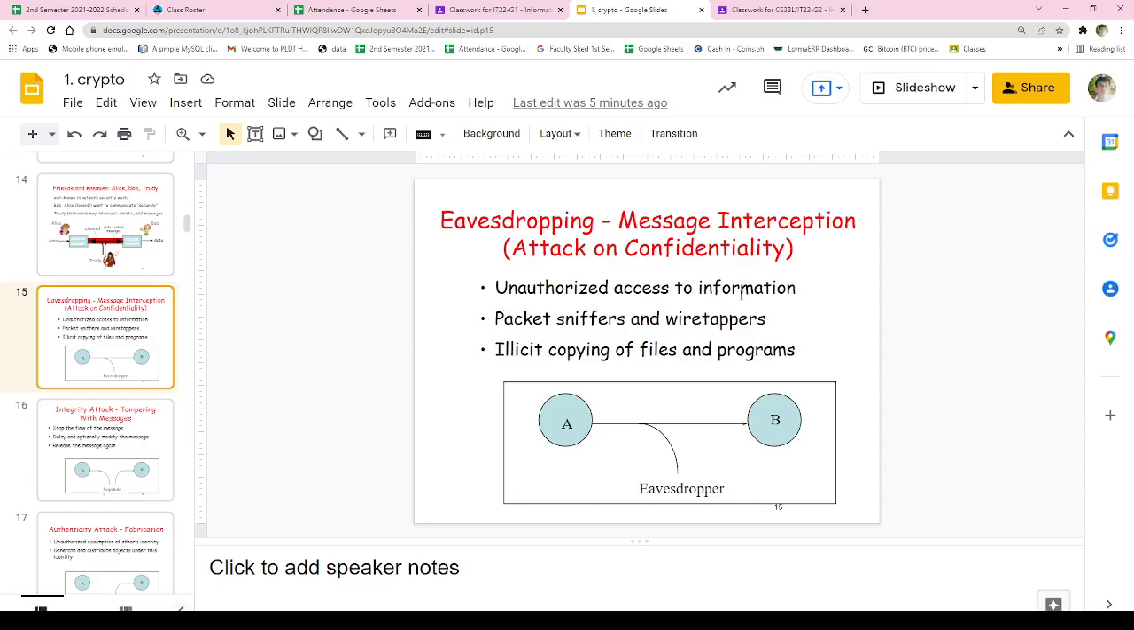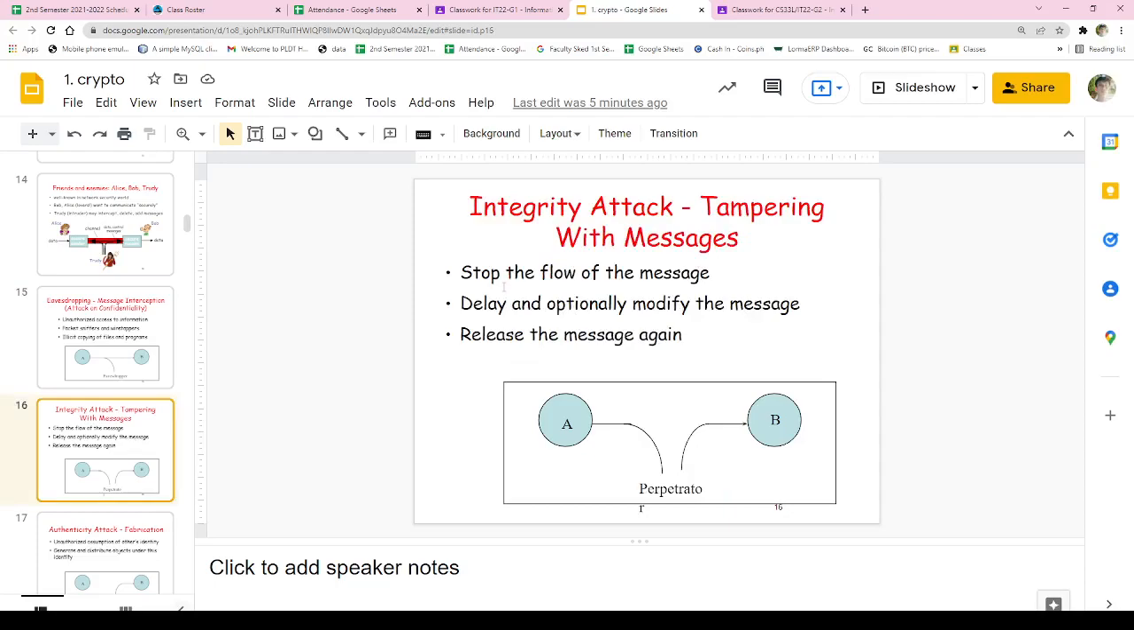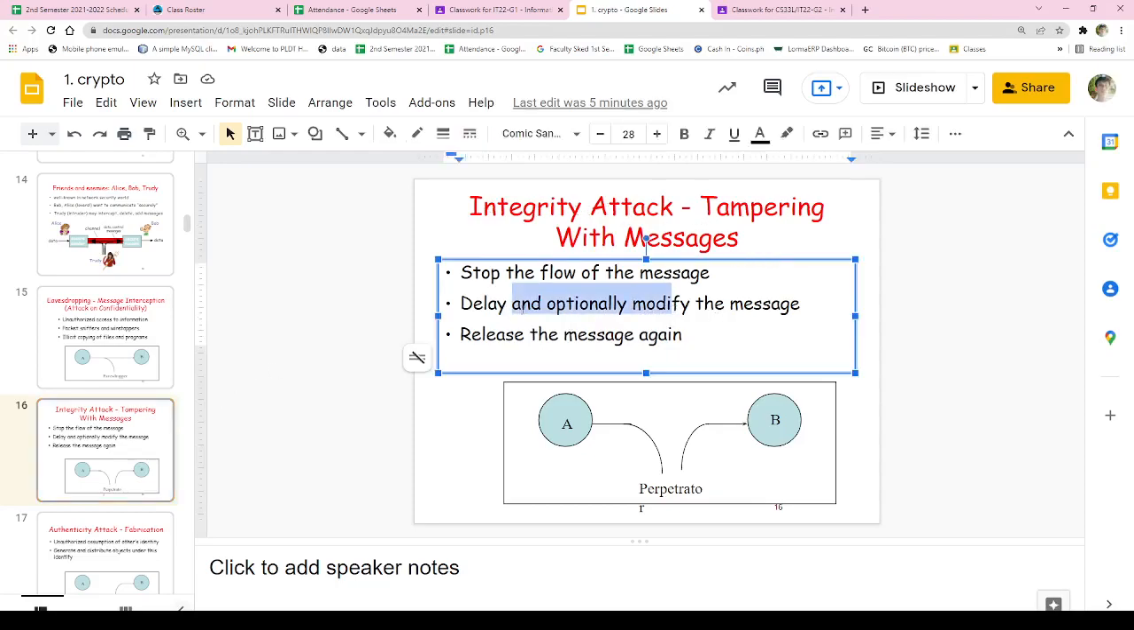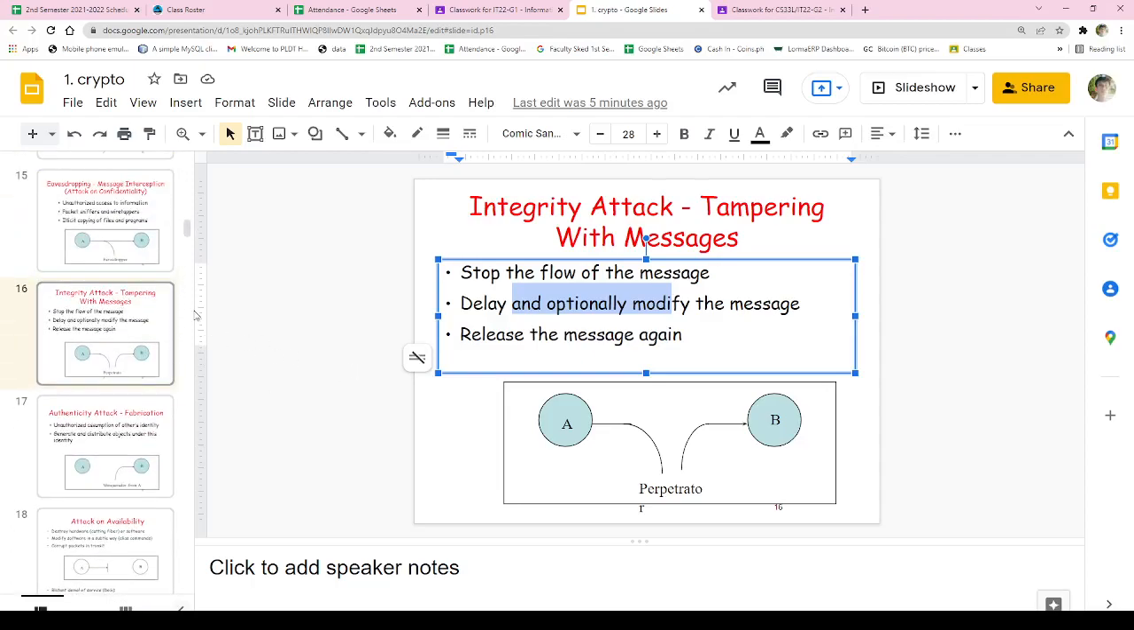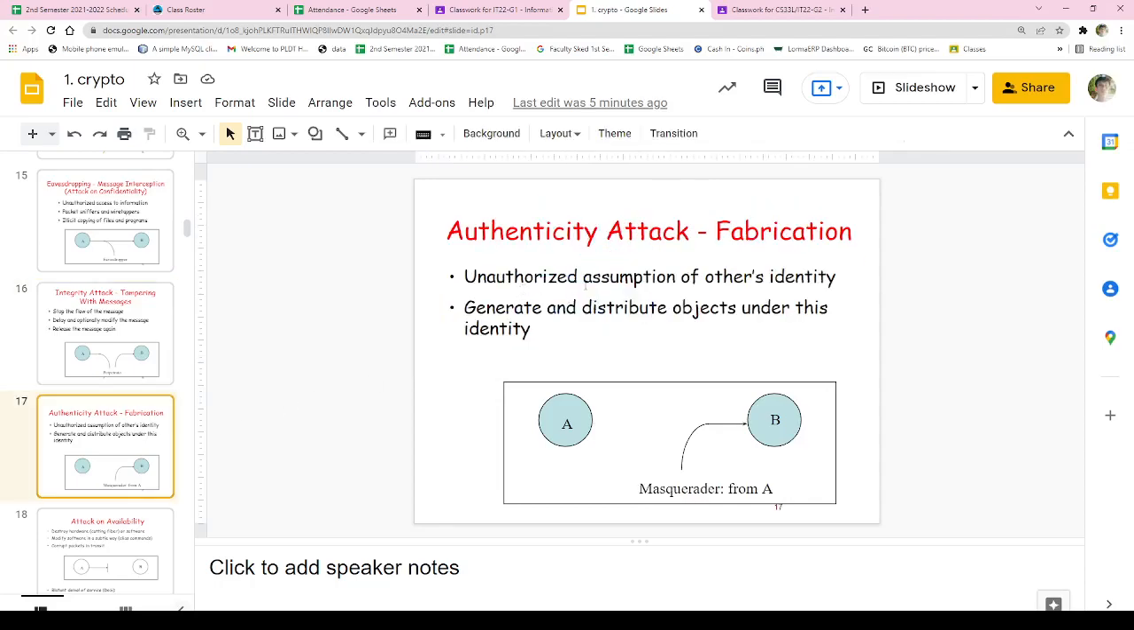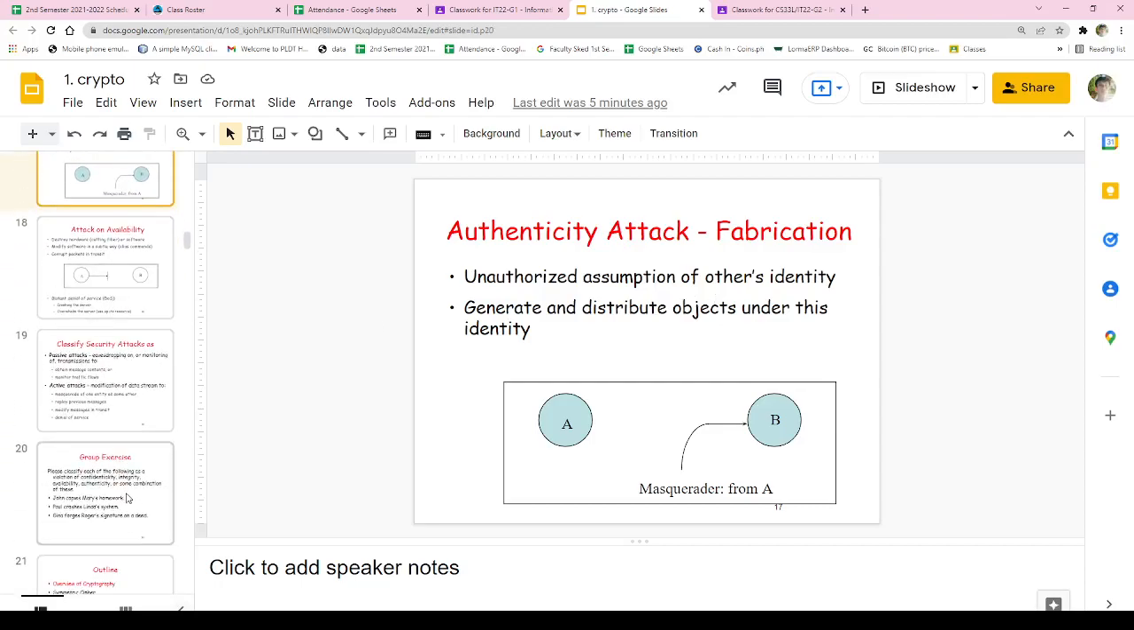Unauthorized access of information is confidentiality. Stop the flow of the message, delay it, and optionally modify the message. This one, tampering, is an integrity attack: destroy and optionally modify, meaning he will change the message. But in forgery, it's like he copied it. Delay and optionally modify the message. This is the message again. Unauthorized assumption of address identity can also be authenticity, where he pretends to be someone.